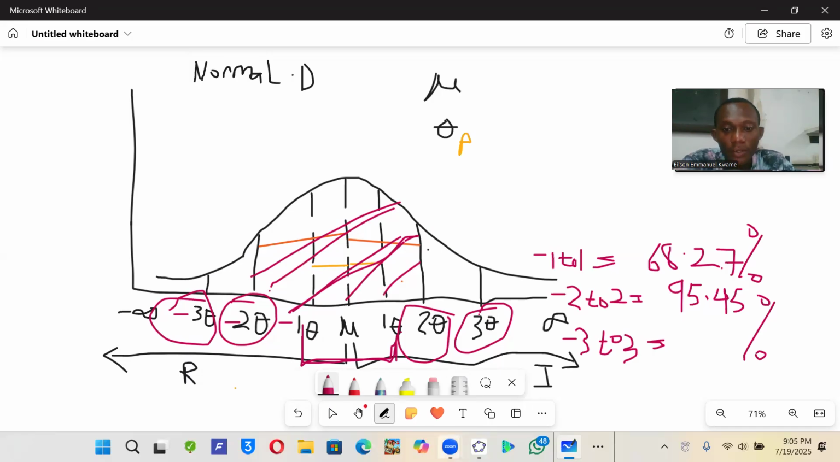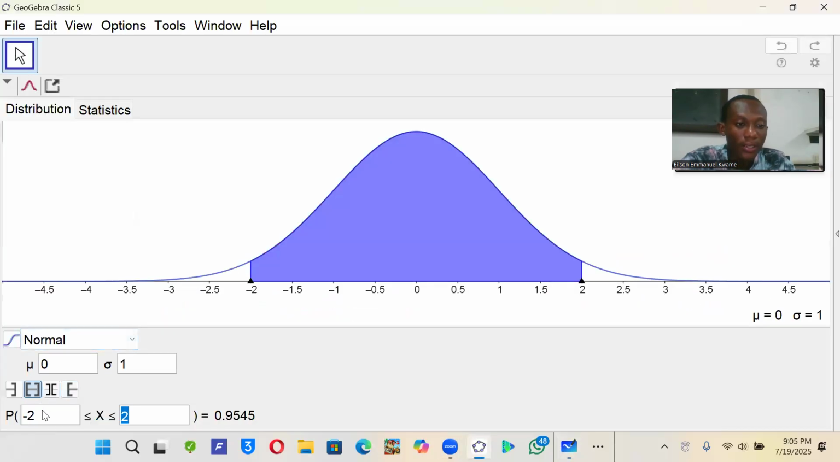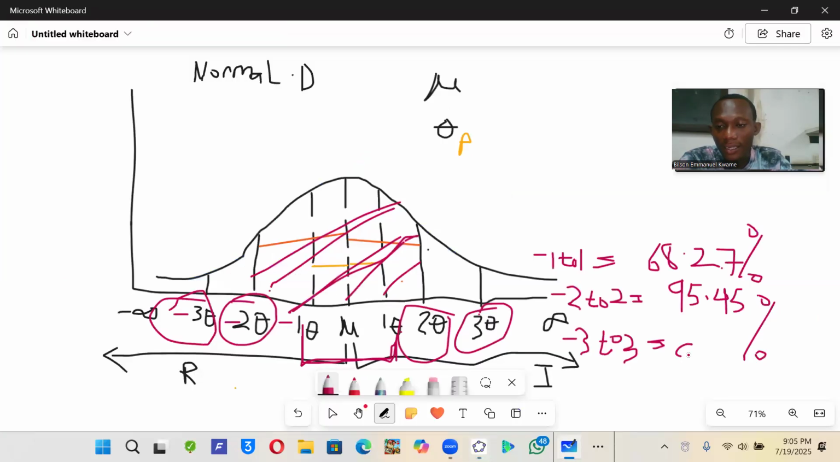Good. So from -3 to 3, when we come to our GeoGebra app, it is just by inputting -3, then to 3, then enter. So we are going to get what? 99.73. That is in percentage. So we are going to get 99.73, right? Percent. Okay.